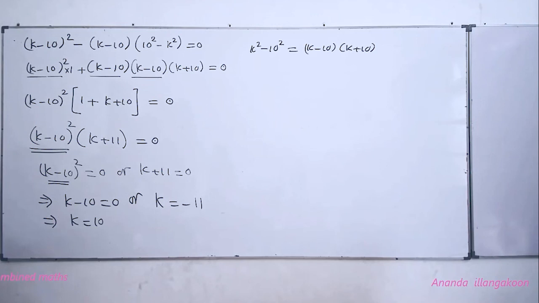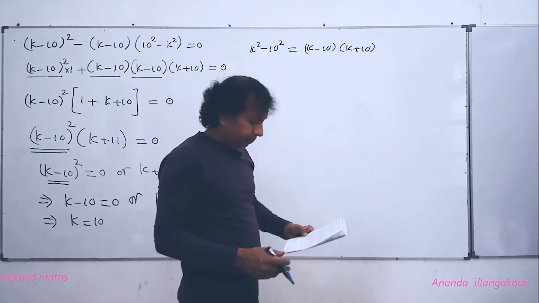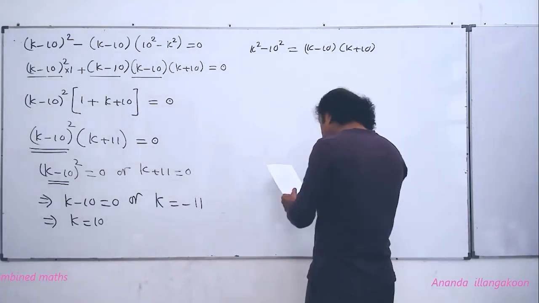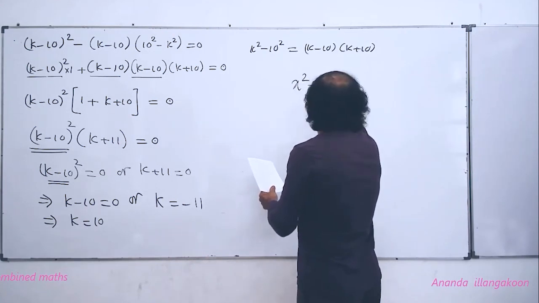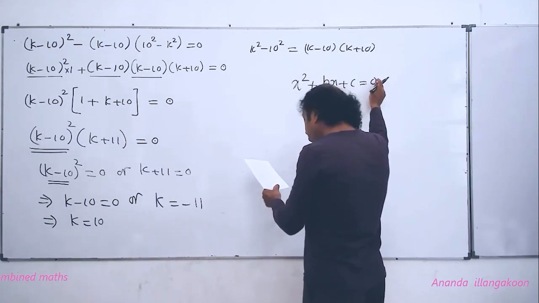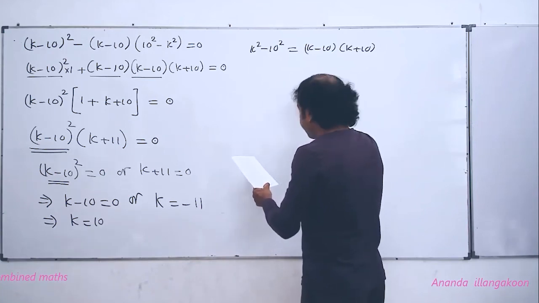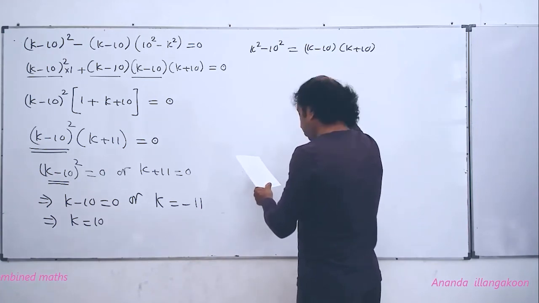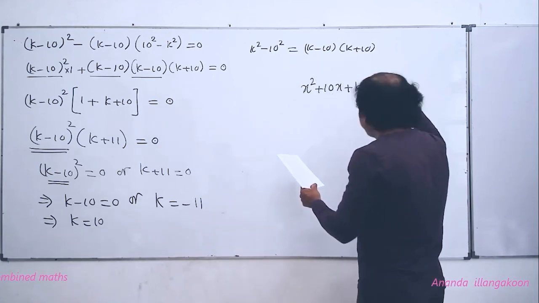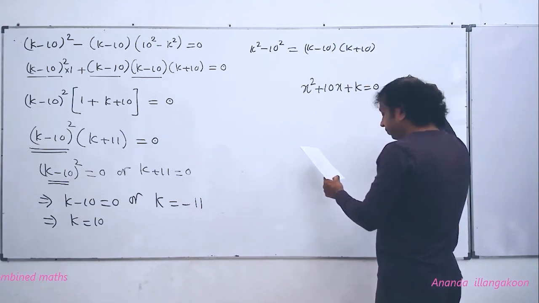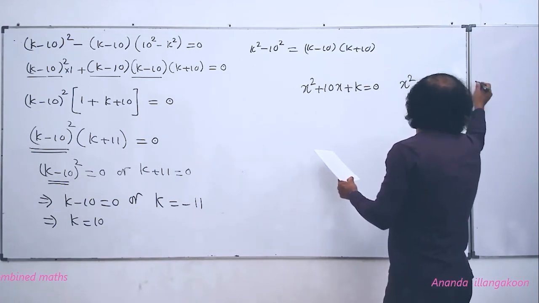But people, of these 2 answers of K, 1 answer cannot be accepted. The reason, what was the question given? The 2 equations given like this, people. One is x squared plus 10x plus K equals 0. The other one is x squared plus Kx plus 10 equals 0. Right, people?